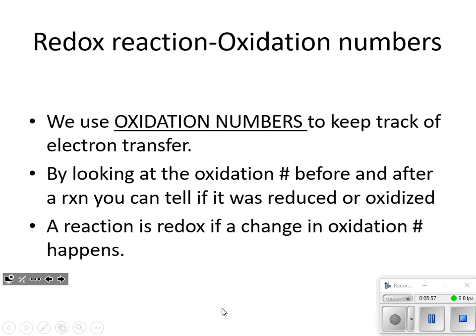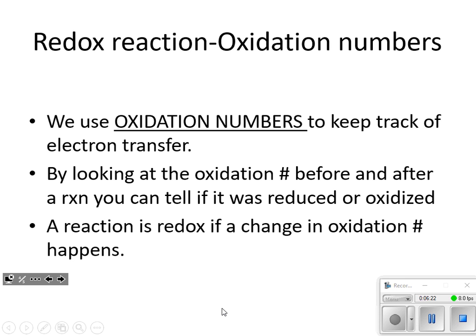We, again, use oxidation numbers start to finish. So if we look at the oxidation number of every element to start and after, we can determine if it was oxidized or reduced. And again, the last thing I mentioned on the slide is if a reaction is a redox reaction, it's due to a change in the oxidation number. I will say, however, that not every reaction is a redox reaction. And sometimes that's all you have to prove as well.